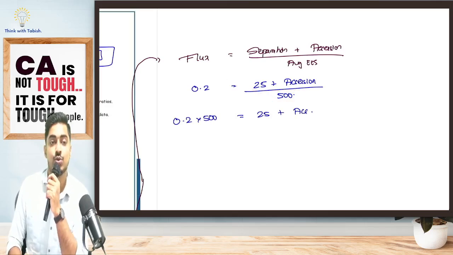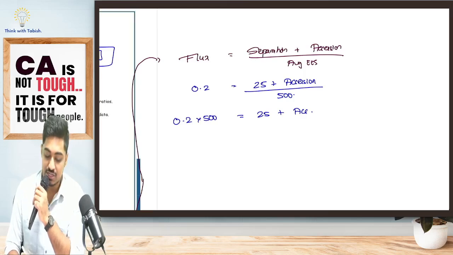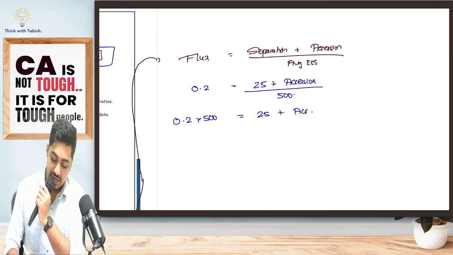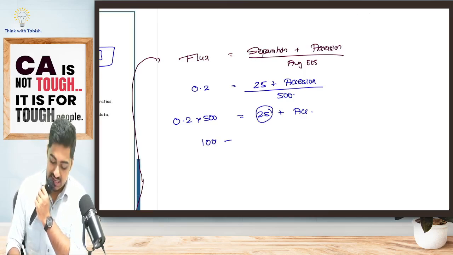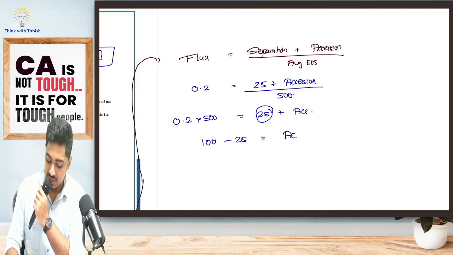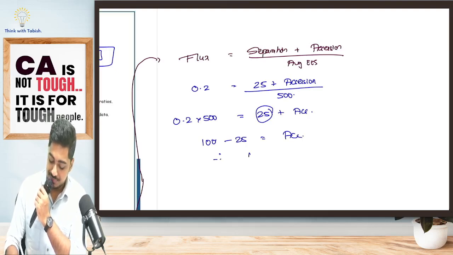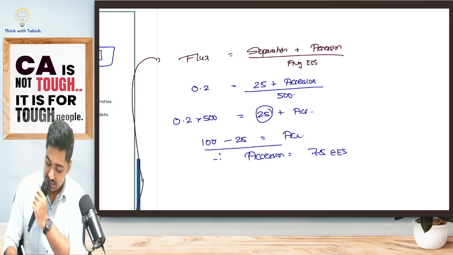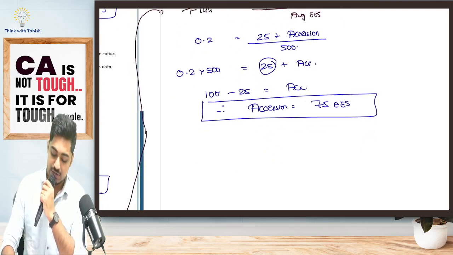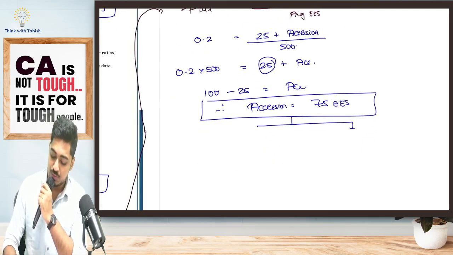0.2 into 500. 20% of 500 is 100. So 100 is equal to 25 plus accession. If I bring 25 to the other side, it becomes minus: 100 minus 25 is equal to accession. Therefore, accession is equal to 75 employees. So altogether 75 new employees have come.